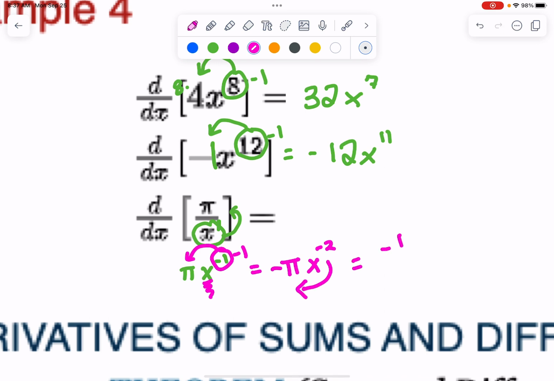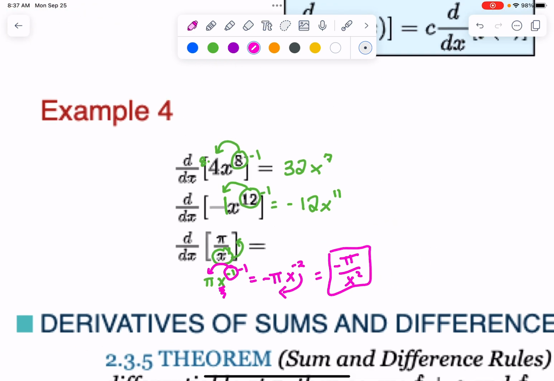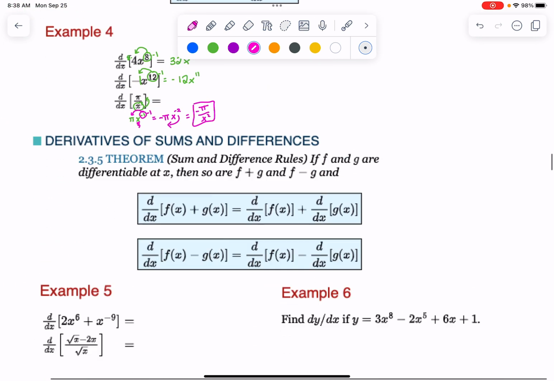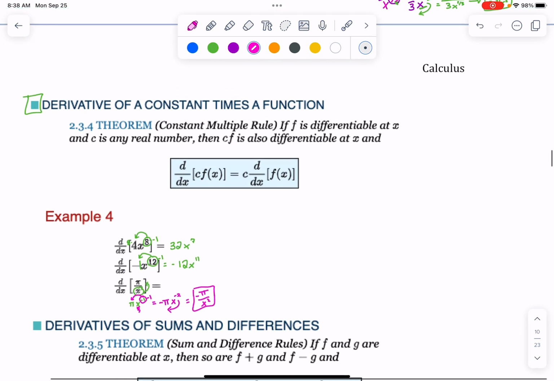So that is negative pi over x to the 2 power. Okay, and that's what his derivative is. All right? Okay, so don't stop listening. I'm going to wait till tomorrow to go on to the rest of it, but here is what this does.